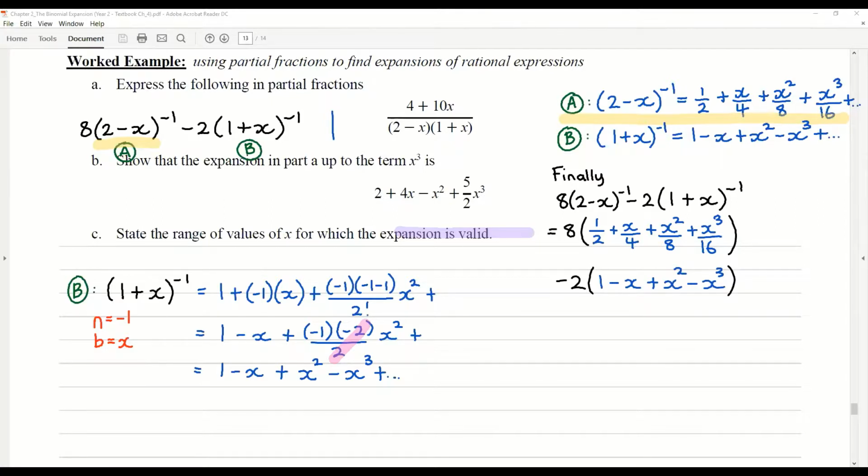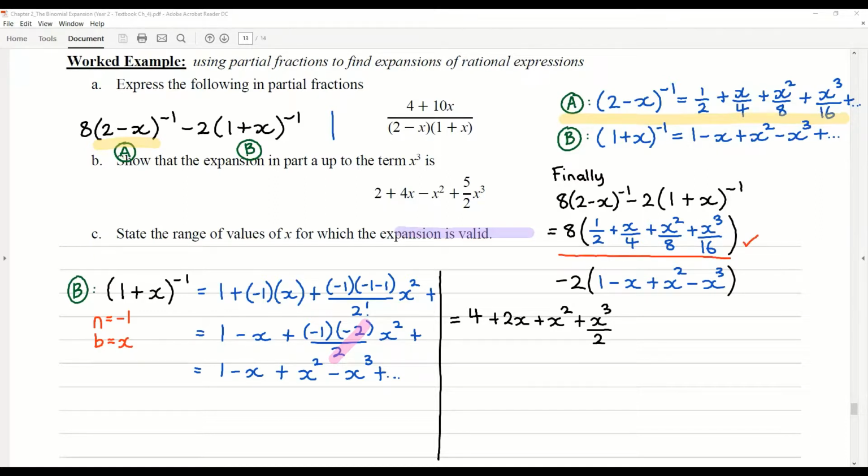Now then, let's just expand this. So I'm just going to partition the board again. So this is going to equal 8 multiplied by 1/2, which is of course 4. 8 multiplied by x over 4, which is of course 2x. And then 8 over 8, that's going to cancel. So that's going to be plus x squared. And then 8 over 16 is 1/2. So that's going to be x cubed over 2. That's multiplying the first bracket by 8. So that bit's done.